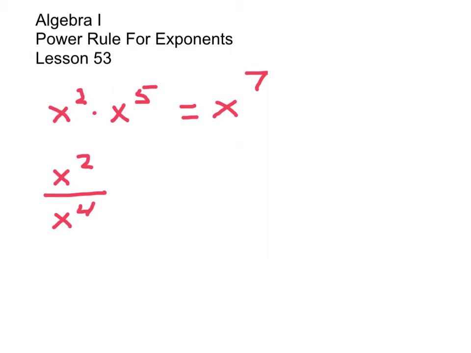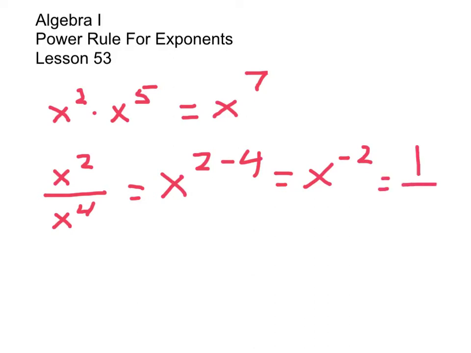Now, if I have x squared over x to the fourth, here I'm dividing powers. Now, what do you do when you divide powers? Well, when you divide powers, you simply subtract the exponents. So you always take the top minus the bottom, and in this situation, I'd have x to the negative 2. Now, if they wanted you to write x to the negative 2 with a positive exponent, remember you drop it down and it becomes 1 over x squared.